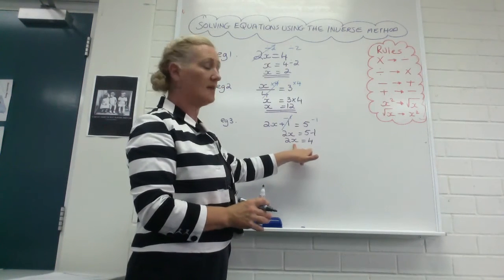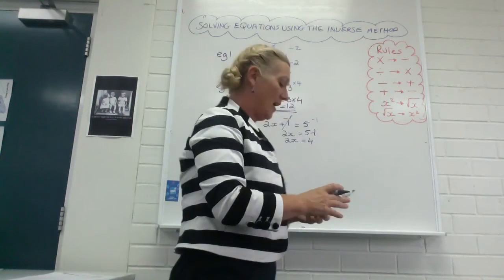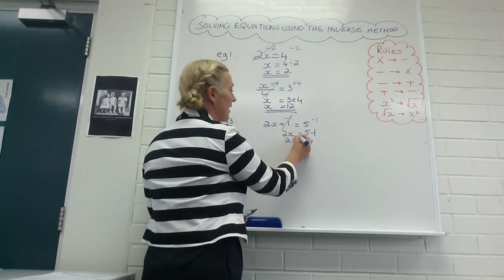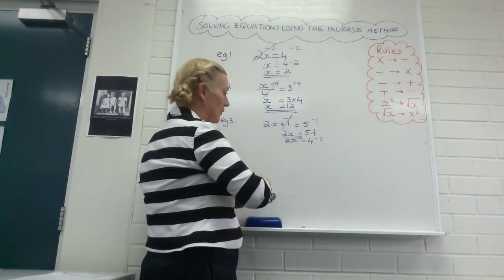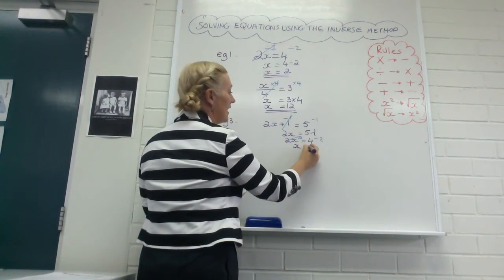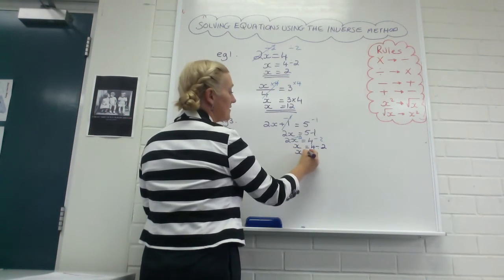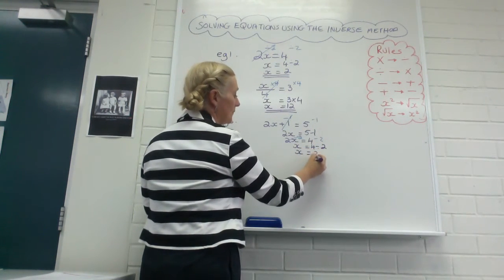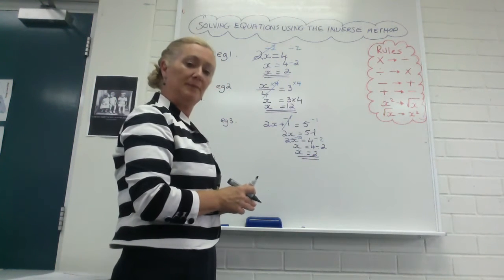We still need to go one more step. 2 times x equals 4. We use the inverse, which says divide. So we divide both sides by 2. The 2's go off and we are left with x equals 4 divided by 2. X equals 2. Have a look.